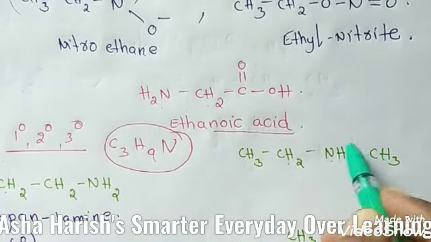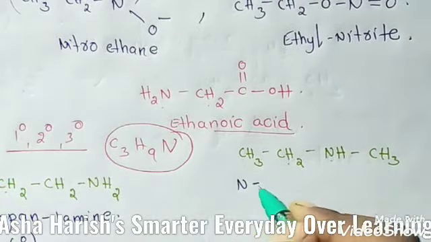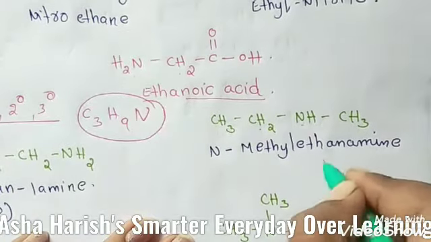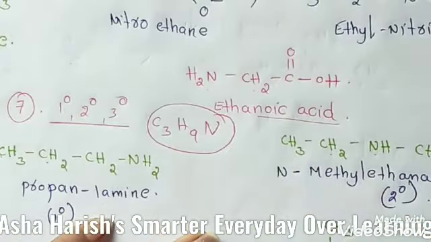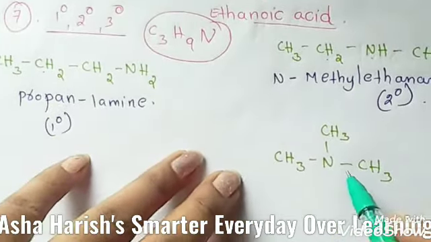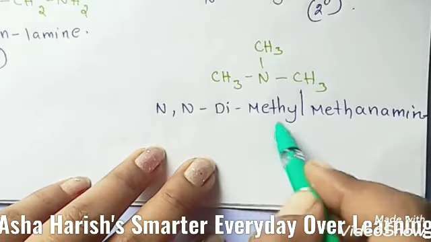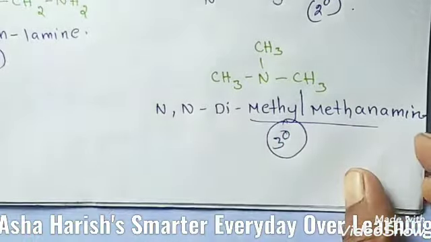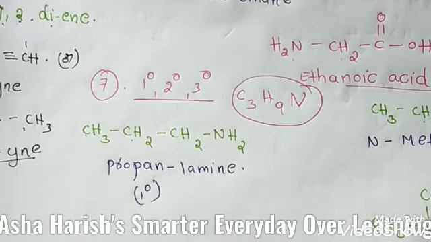And if you see the next example here, what I have written, CH3CH2NH. NH means here the removal of 2 hydrogens takes place, then this is known as N-methylethanamine. This is the secondary amine. And if you see the third one here, removal of 3 hydrogens takes place and methyl groups, the name should be N,N-dimethylmethanamine. Okay, this is the tertiary amine. This is about the 7th type, primary, secondary and tertiary amines.